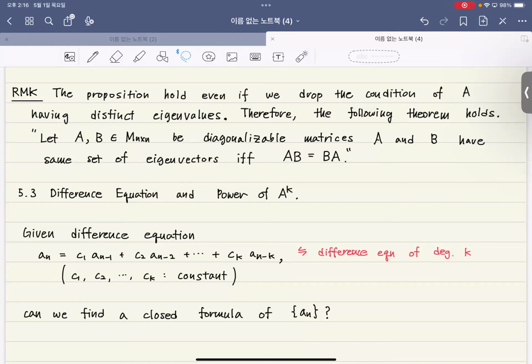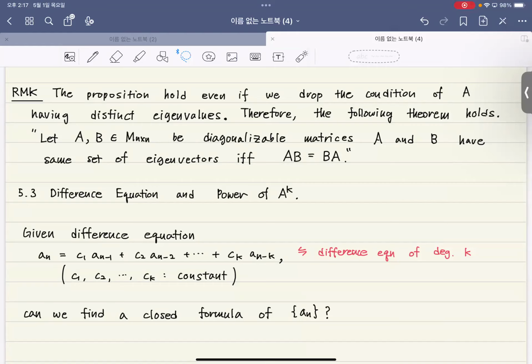So difference equation is very simple. A difference equation is some sort of recursive relation. Let me go back to calculus 101. The sequence was a very big topic in that course. Do you remember that? There were two different ways to define a sequence.